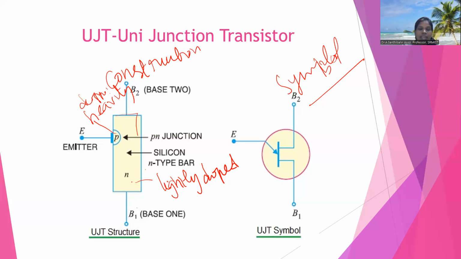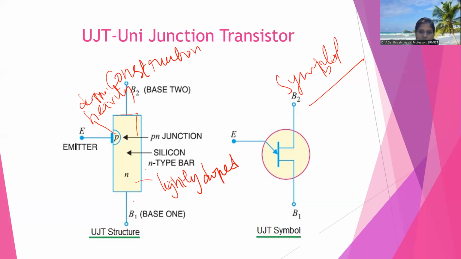This is a 3-terminal device. What are the terminals? Emitter, base 1, base 2. And it is a double-based component. How many bases are there? Two bases are there. That's why this is called a double-based element.